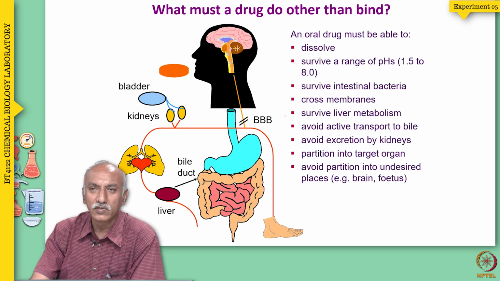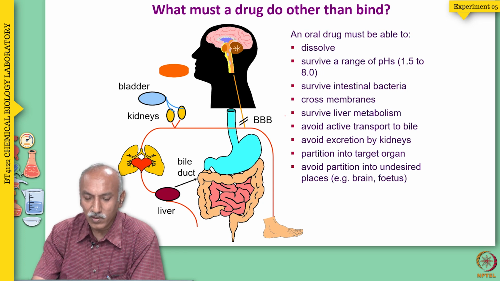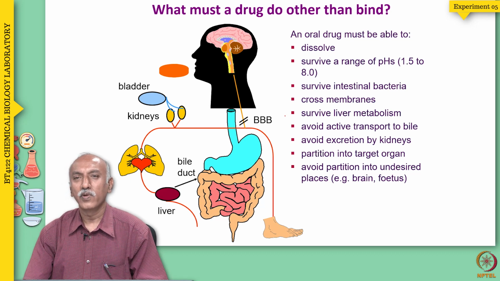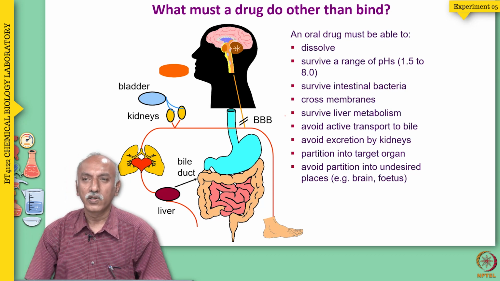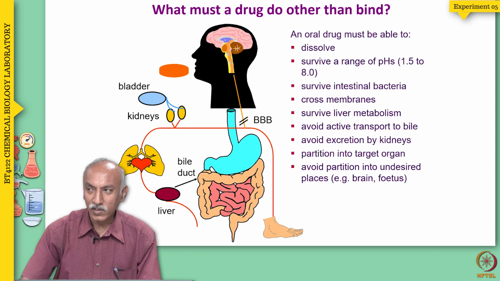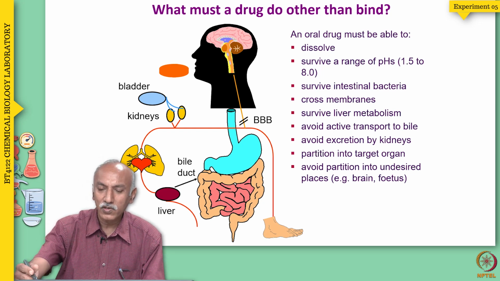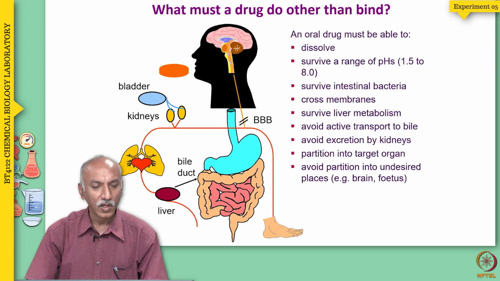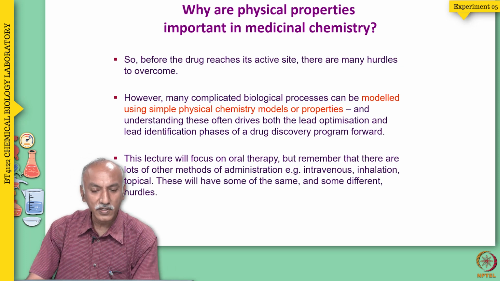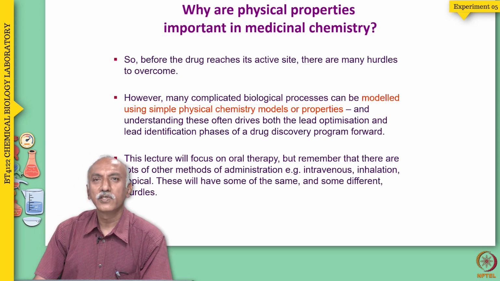Basically, if your target organ is the liver, it should be able to do that, and avoid partition into undesired places like the brain or fetus. You should not, even for a pregnant woman, let it unnecessarily get into the uterus and go to the fetus, as complications may arise. So, you can find out that the drug must satisfy so many things, and in that we are trying to find out only one small thing. The physical properties of small molecules are very important.